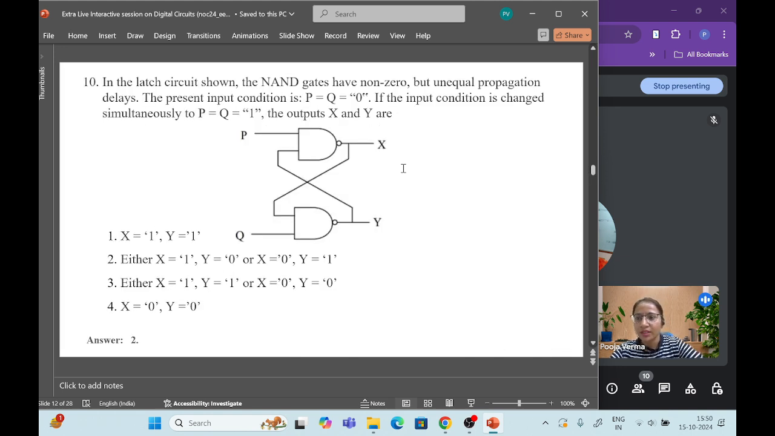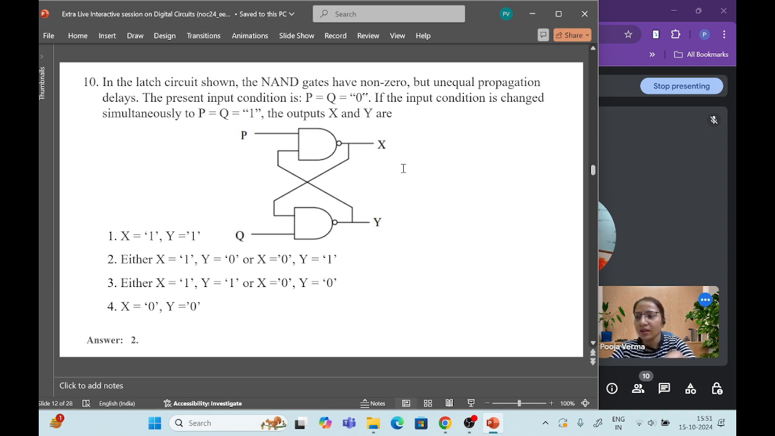So the next question is: in the latch circuit shown, the NAND gates have non-zero but unequal propagation delay. The present input condition P and Q both are 0. If the input conditions change simultaneously, that is P and Q equal to 1, then what will be the outputs X and Y?